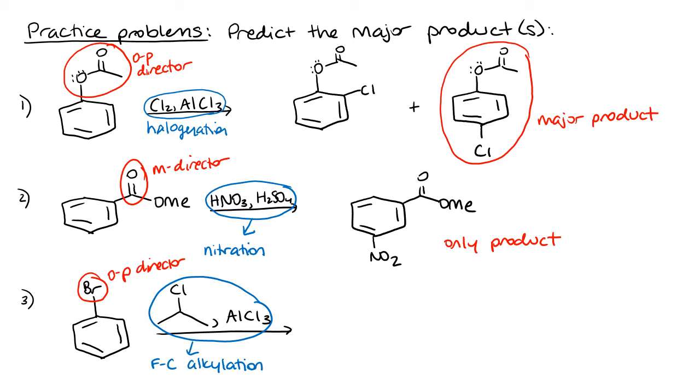Now just to double check our limitations, Friedel-Crafts alkylations do not work with moderate or strong deactivators. The bromine is a weak deactivator, so the Friedel-Crafts alkylation will proceed very readily.